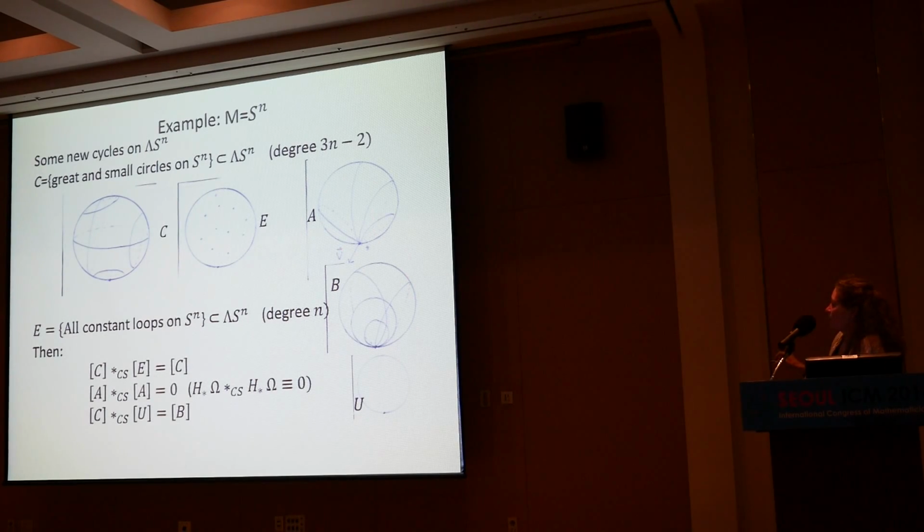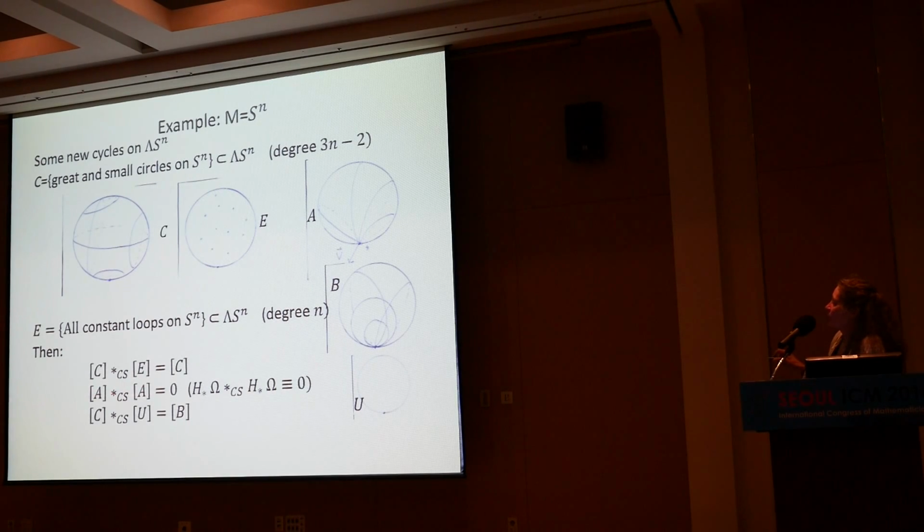And here are just a couple of computations. If you take the Chas-Sullivan product of C with E, that is represented by all the loops of the form one of these, followed by one of these, but only if the base points are equal. And I hope it's clear that that's just C again, right? That's homologous to C.